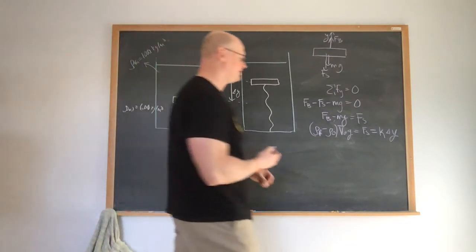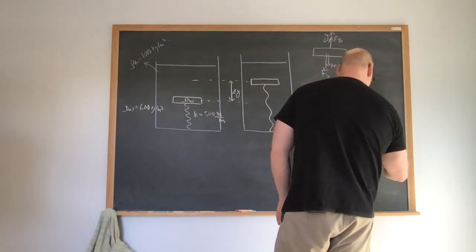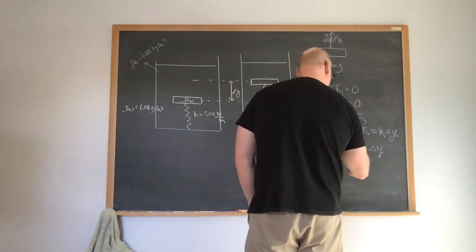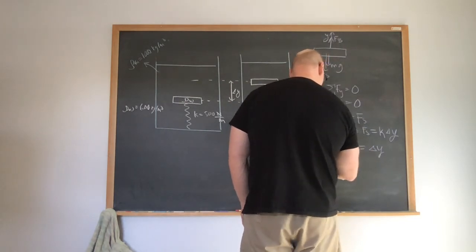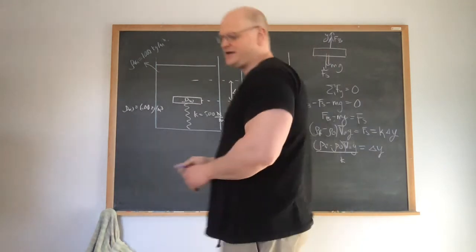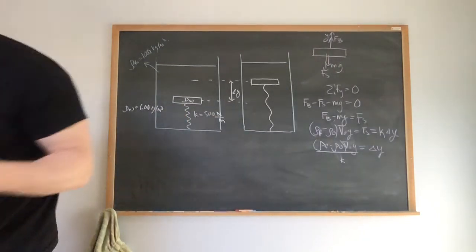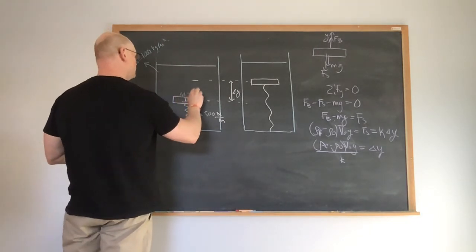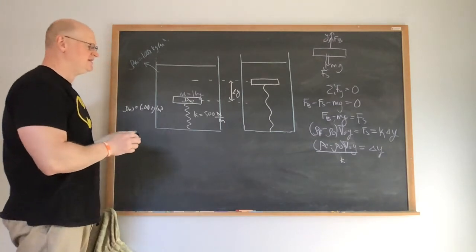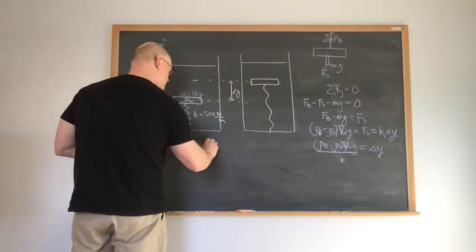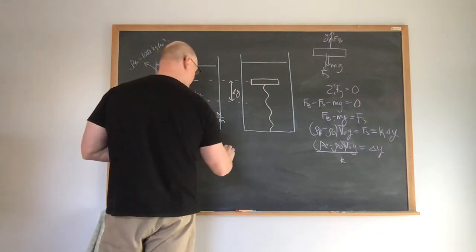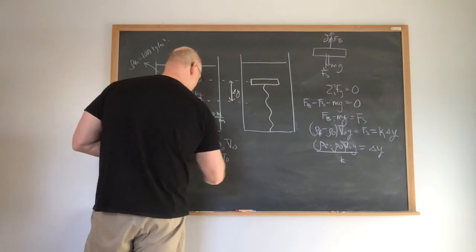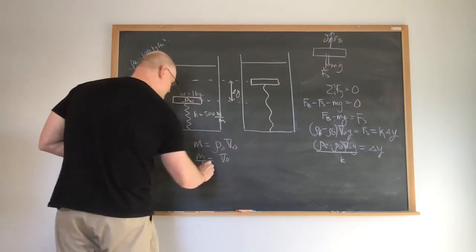Now, from here, we can then say that the elongation delta y is going to be equal to the density of the fluid minus the density of the object times the volume of the object times g, all divided by the spring constant. Now, in this problem, I didn't tell you what the volume of the object was, but what I did tell you was that the mass of the wood here was equal to 1 kilogram. So, since we know the mass, we can use the mass is equal to the density of the object times the volume of the object, which means we can rewrite the volume of the object as the mass of the object divided by the density.